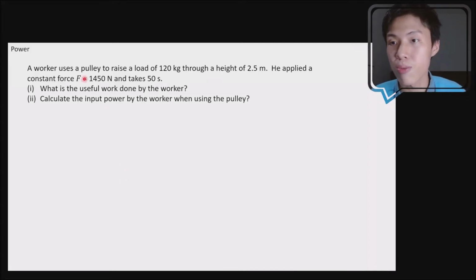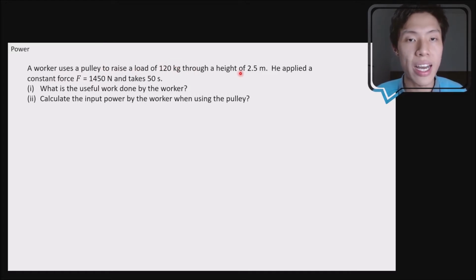Let's try to solve this problem here. A worker uses a pulley to raise a load of 120 kg through a height of 2.5 meter. So let's try to visualize the situation.